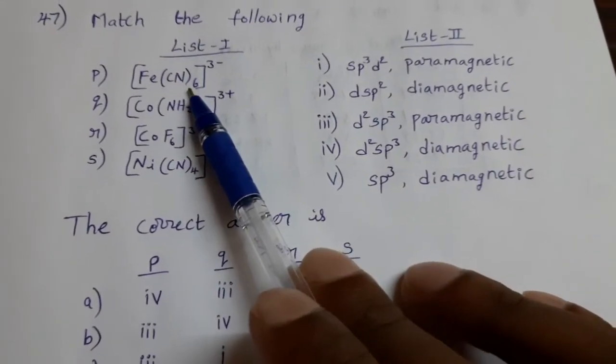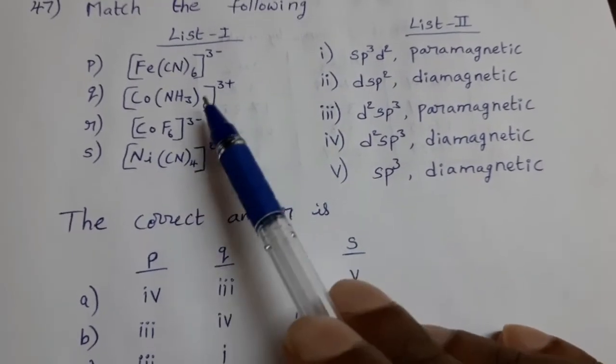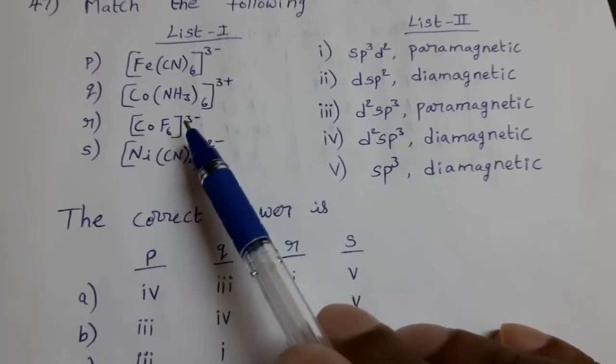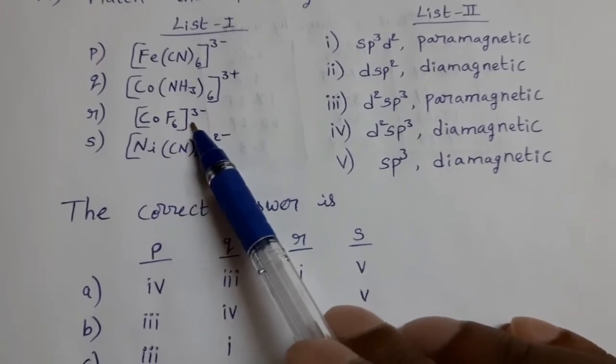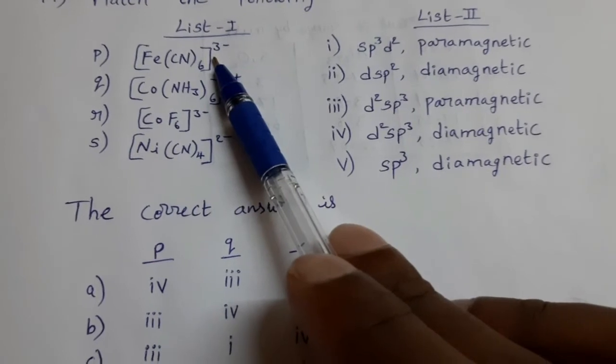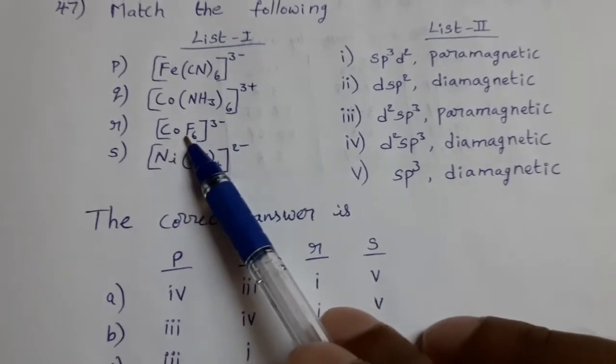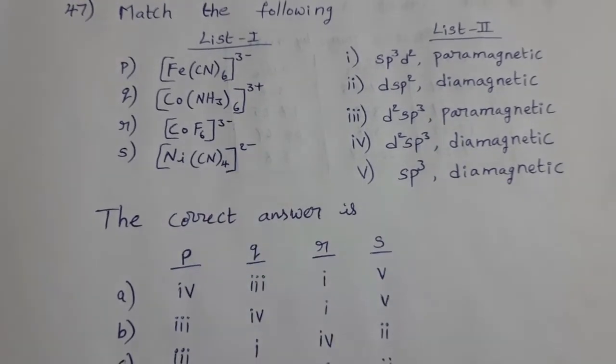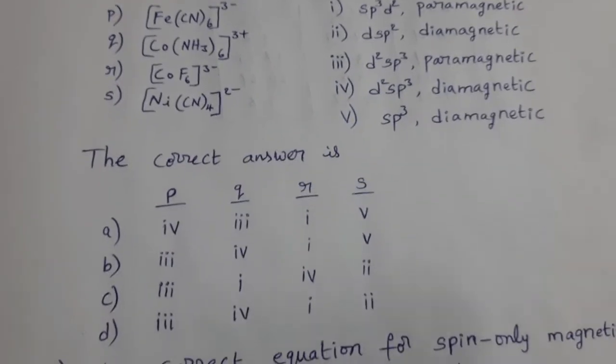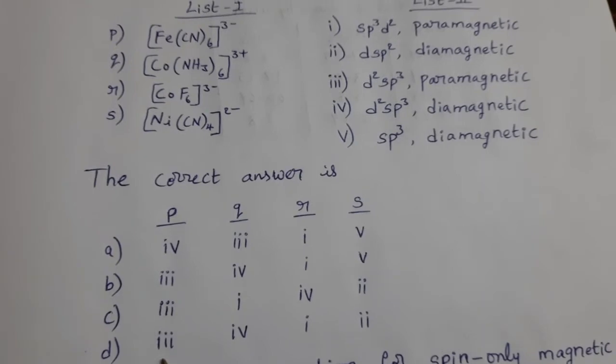Here CN- is a strong ligand, NH3 is a strong ligand, F- is a weak ligand. So a strong ligand means inner orbitals can participate in the hybridization. Weak ligand means outer orbitals can participate in the hybridization. For this, the answer is option D.